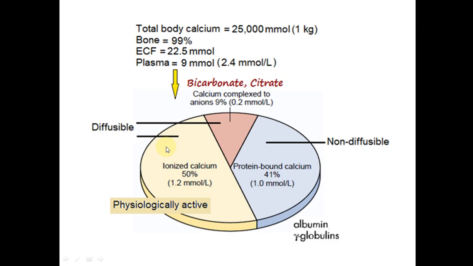Now this ionized calcium, Ca2+, is the physiologically active form of calcium, and this should be kept within a very narrow range because we know that excess of calcium can cause various pathologic events.